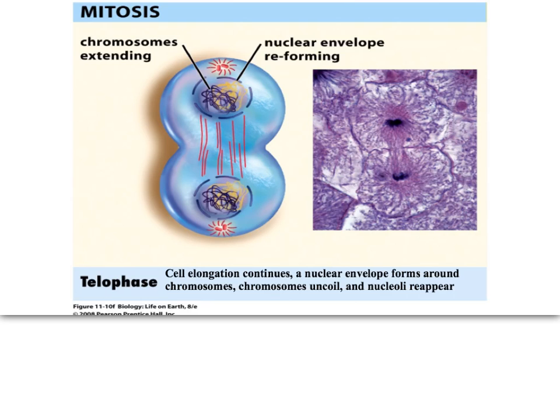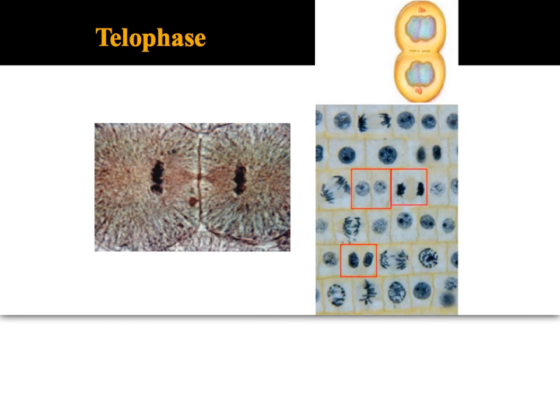So here you can see a cell going through telophase, and you can tell it's telophase because I'm starting to really form two distinct nuclei. Same thing here as well.